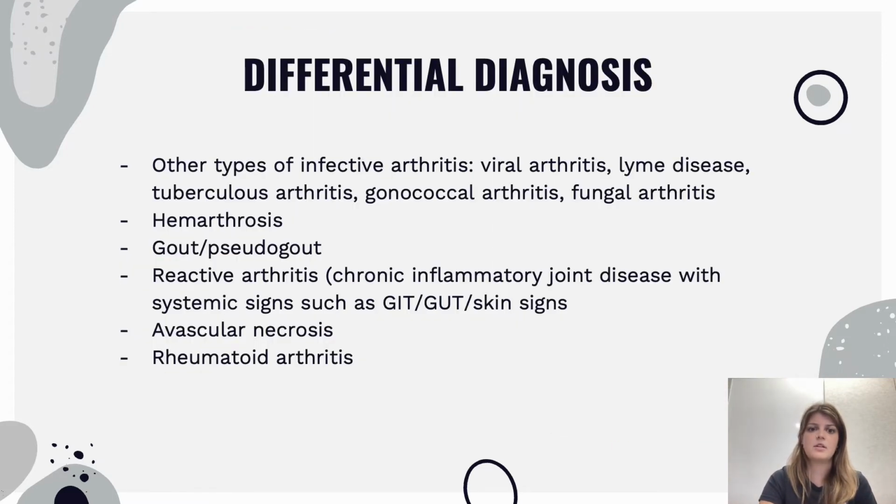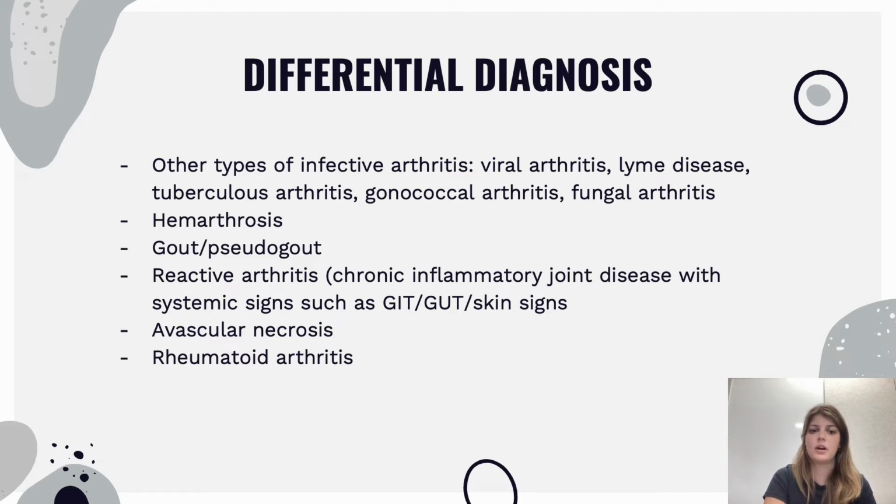So differential diagnosis. We've got all the different types of infective arthritis that you need to isolate. So you've got your viral, Lyme disease, tuberculosis, gonococcal, and fungal. And then you've got hemarthrosis, which is blood in the joint. That's more a traumatic presentation typically. We need to rule out gout or pseudogout. Need to rule out reactive arthritis.